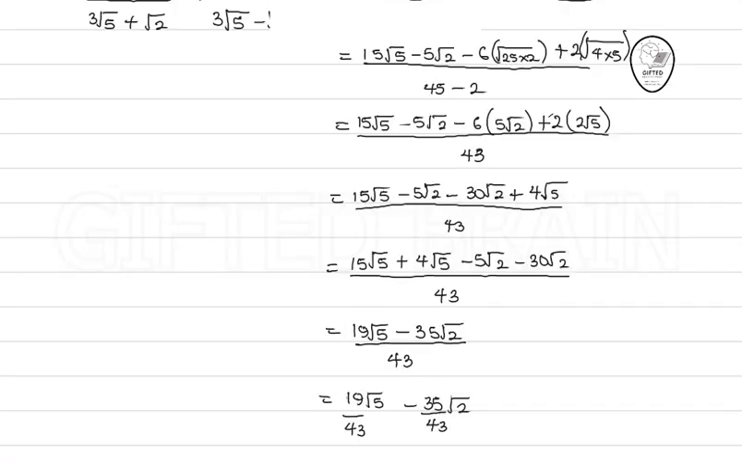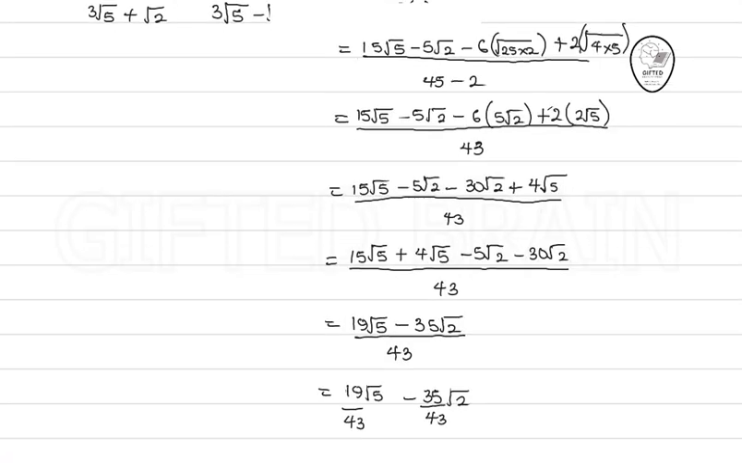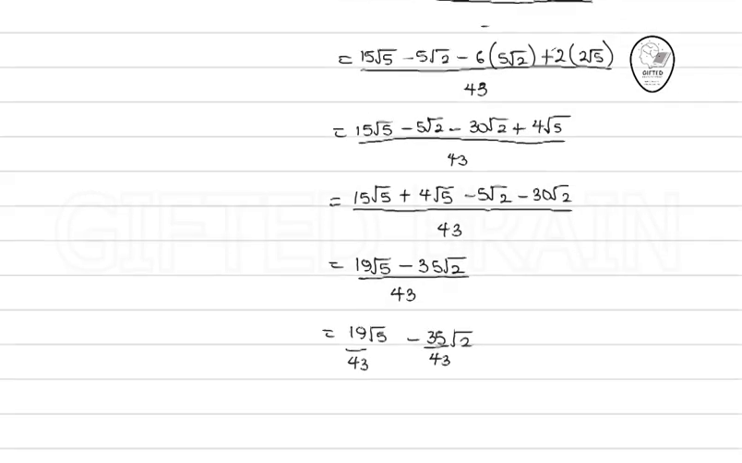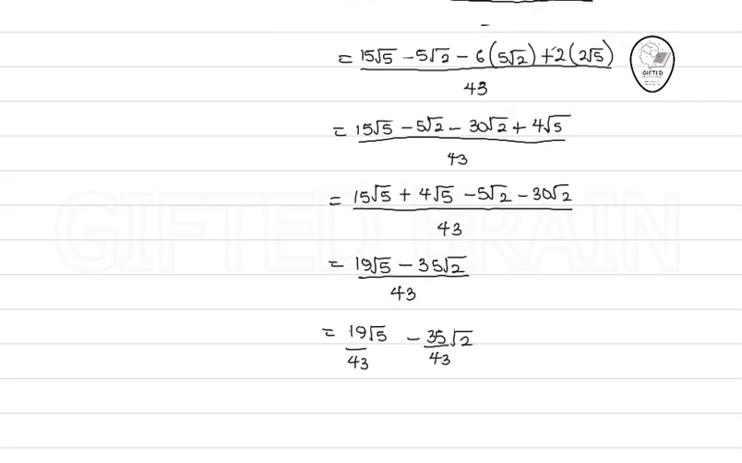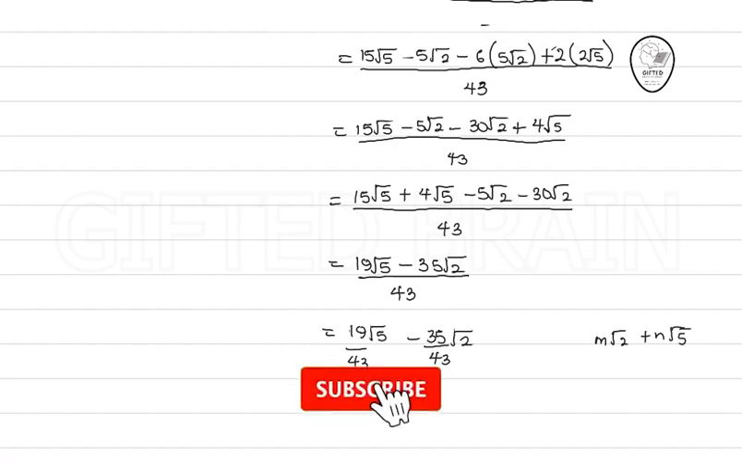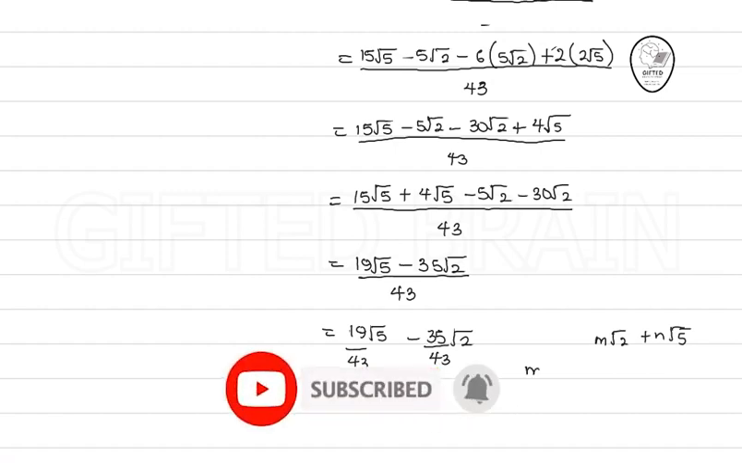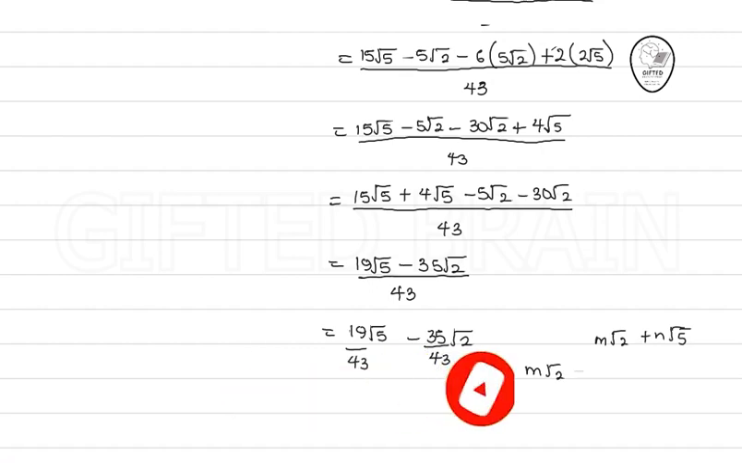So this is what our answer will look like. But the question says we should express in the form of m root 2 and n root 5. And then let's get the value of m and n. By comparison, we can see that m root 2 is the same as minus 35 over 43 root 2.